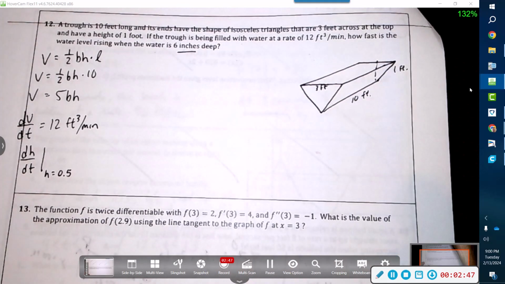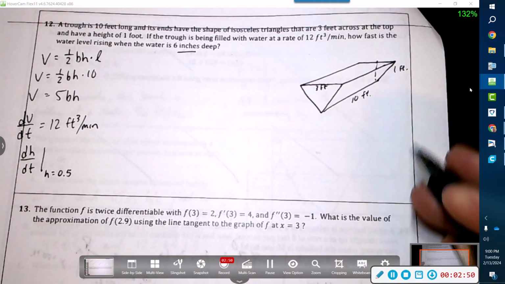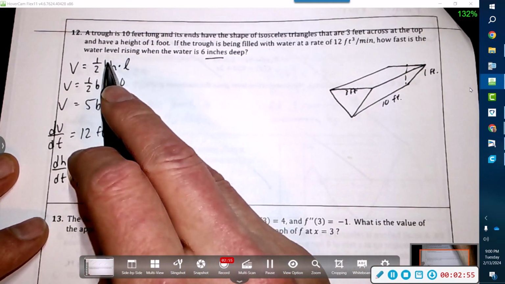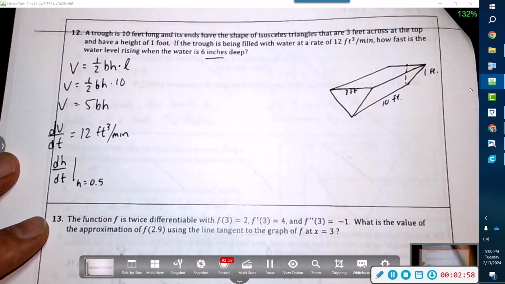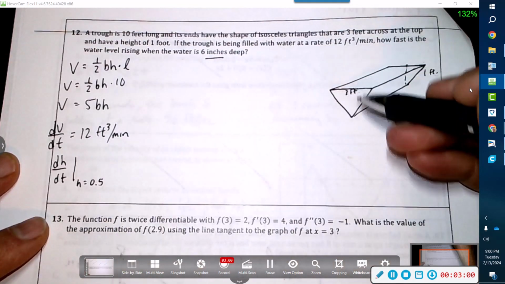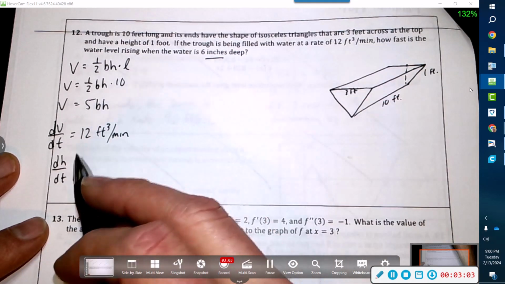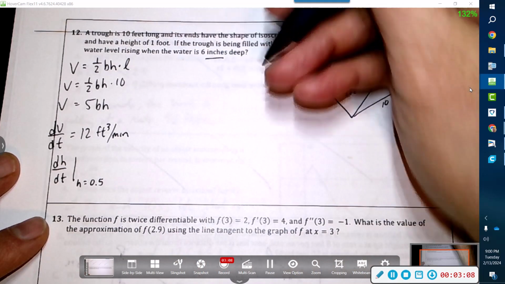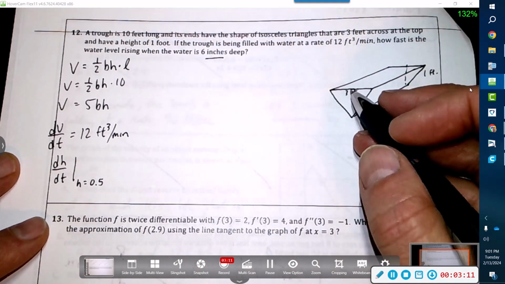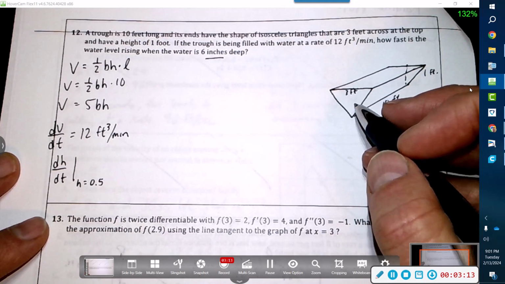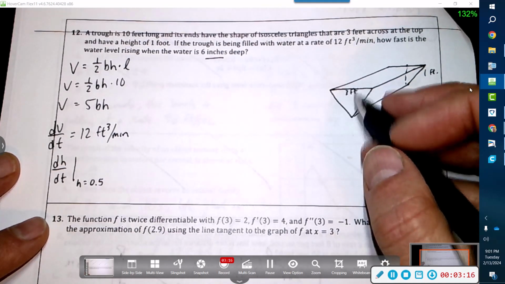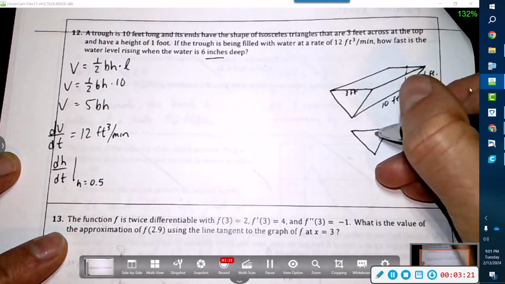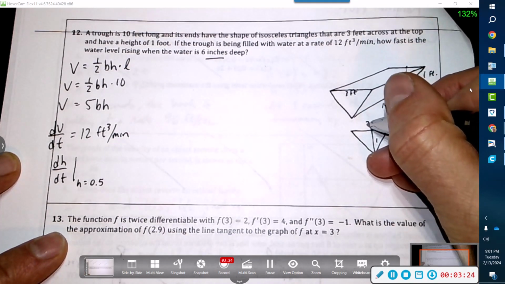Okay, so what this means is I actually need to find dh/dt, but I have this b here. So we've got to get a relationship from this triangle expressed in terms of h so that I can actually take the derivative. Now, I could take the derivative as it is, but the base can be expressed in terms of h. So let's take a cross section here. We know that's 1. We know that this is 3 all the way across.